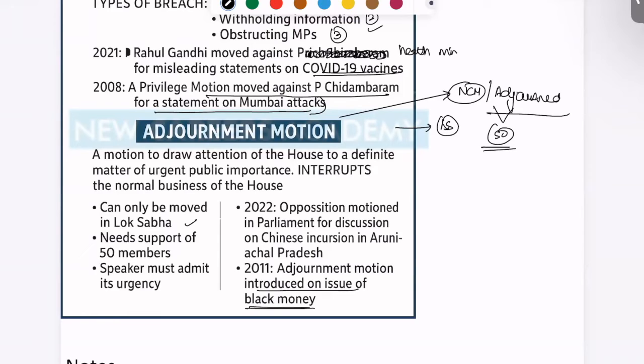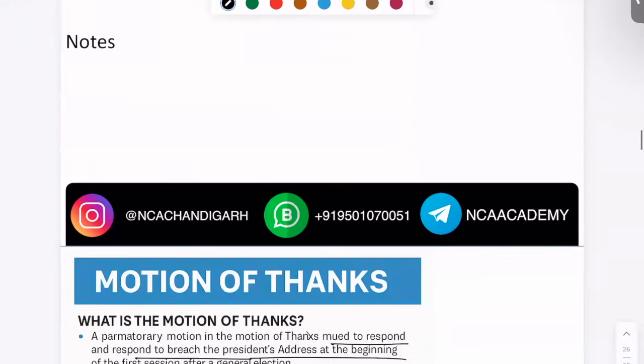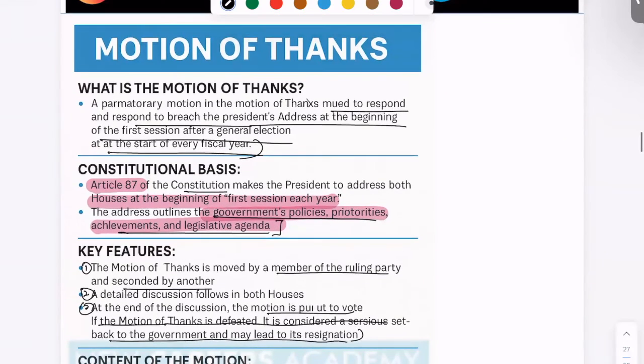Speaker must admit its urgency. Is it clear? A motion to draw the attention of the House is for matters of urgent public importance. Matters of urgent public importance के लिए क्या हो जाएगा? Adjournment. Interrupts the formal business of the House. जो भी चल रहा है वो तब के तब क्या हो जाएगा? रुक जाएगा.